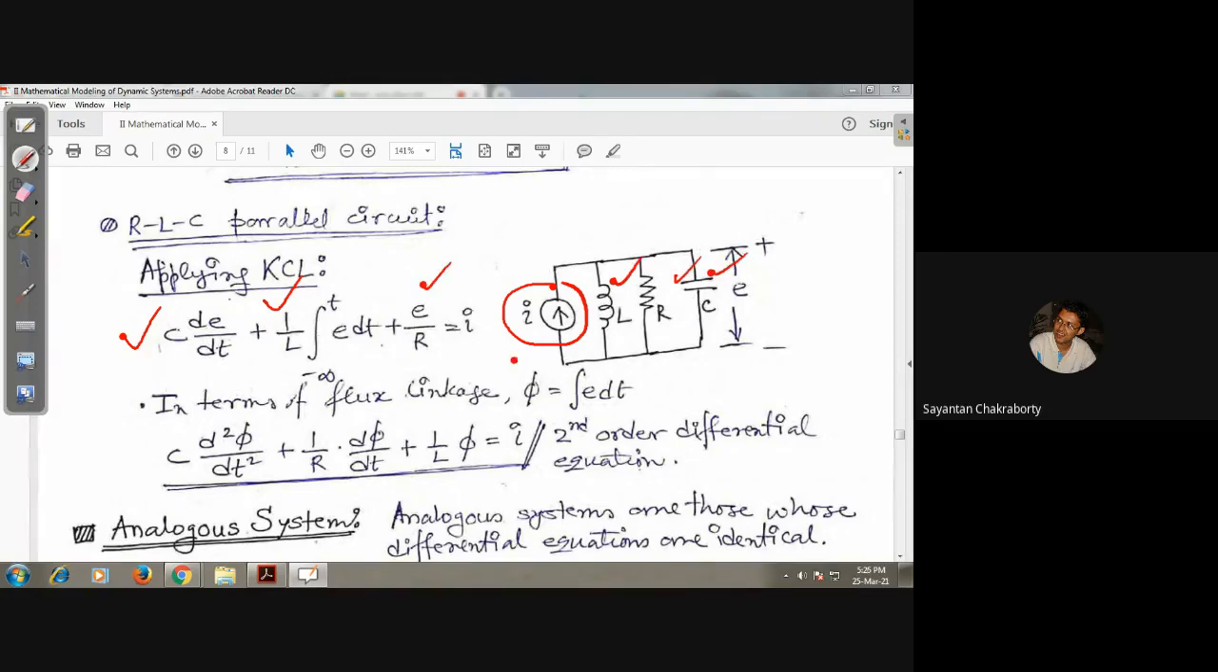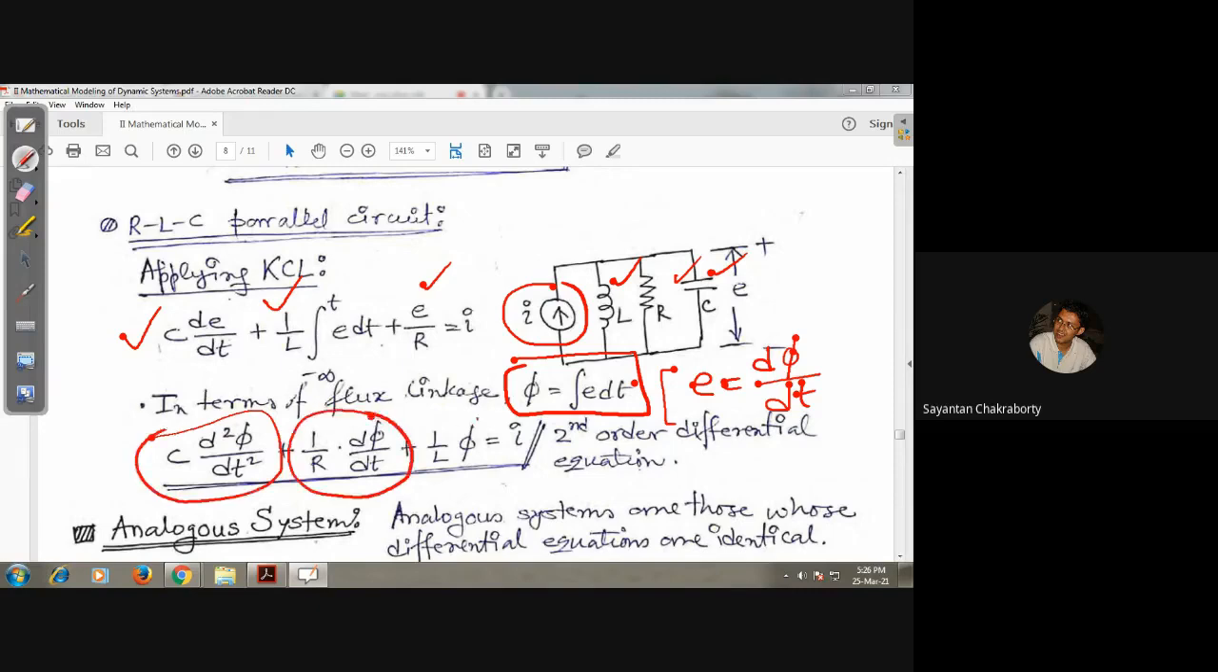Now in terms of flux linkage, you can write phi equal to integration of E dt, or E is equal to d phi/dt. If we put this relation and this relation into this equation, finally what you will get? C d2 phi/dt square plus 1/R d phi/dt plus 1/L phi is I. I is the forcing function, the current that we are talking about.